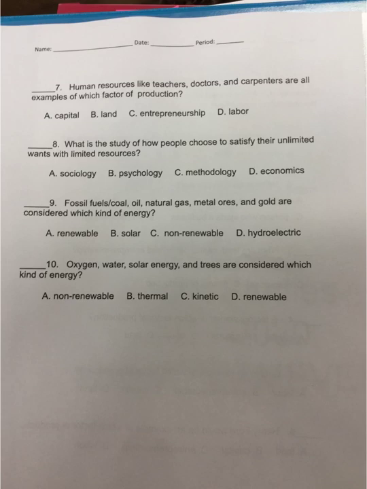Question number nine. Fossil fuels, coal, oil, natural gas, metal ores, and gold are considered which kind of energy? Is it A, renewable, B, solar, C, non-renewable, or D, hydroelectric? Question number 10. Oxygen, water, solar energy, and trees are considered which kind of energy? Is it A, non-renewable, B, thermal, C, kinetic, or D, renewable?